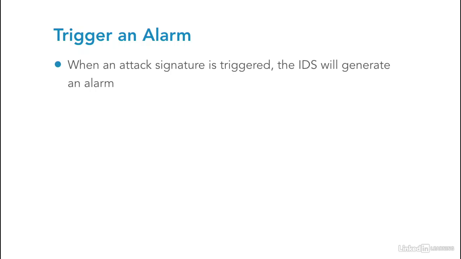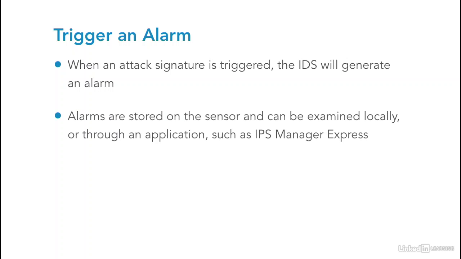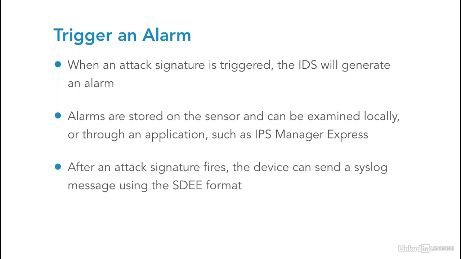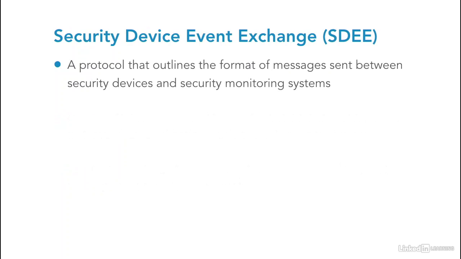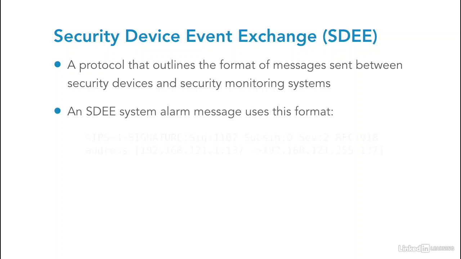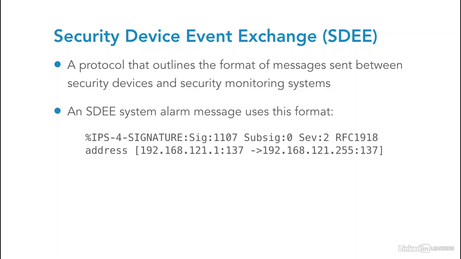When an attack signature is triggered, the intrusion detection system will generate an alarm. Alarms are stored on the sensor and can be examined locally or through an application, such as IPS Manager Express. After an attack signature fires, the device can send a syslog message using the security device event exchange format. SDEE is a protocol that outlines the format of messages sent between security devices and security monitoring systems. An SDEE system alarm message uses this format.